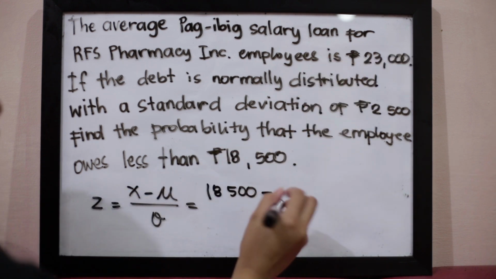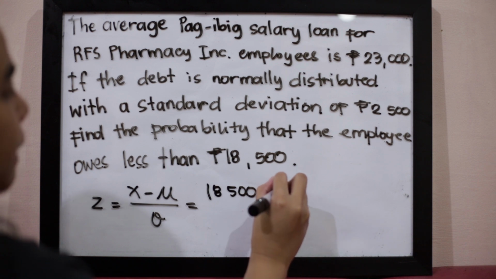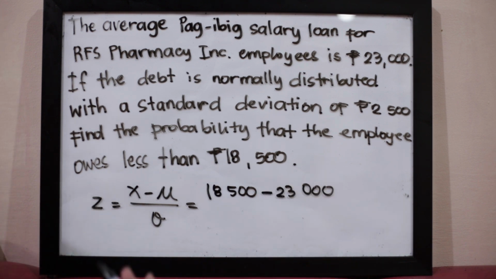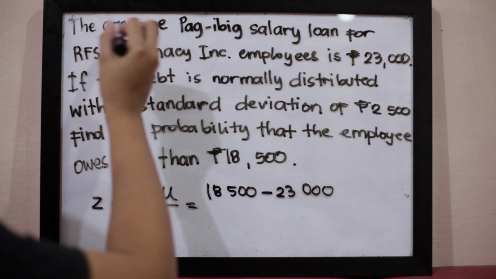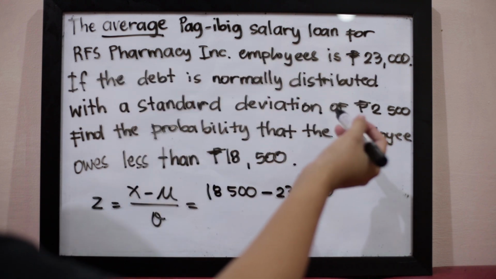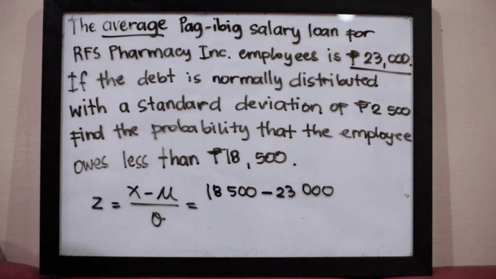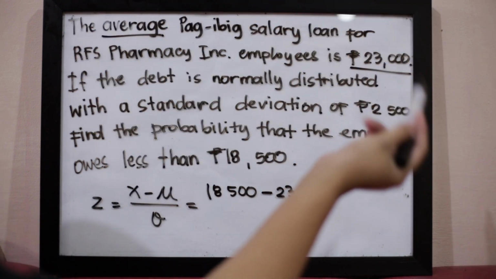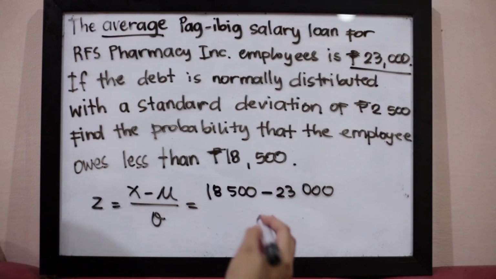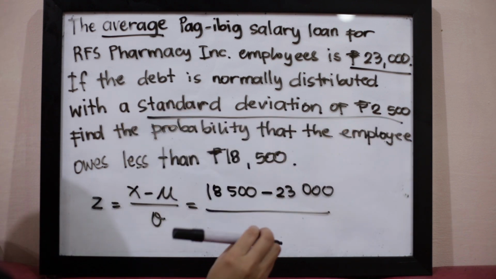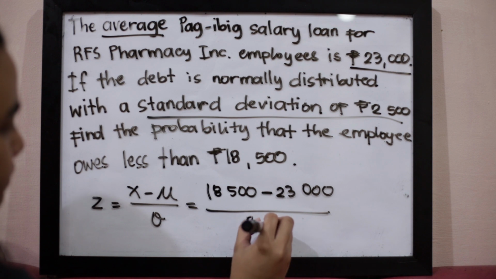which is our mean. Ma'am, why is 23,000 the mean? It is stated in the first sentence that the average Pag-IBIG salary loan for RFS employees is 23,000. So, meaning to say, 23,000 is the average and 23,000 is our mean. All over, it's already stated that the standard deviation is 2,500.